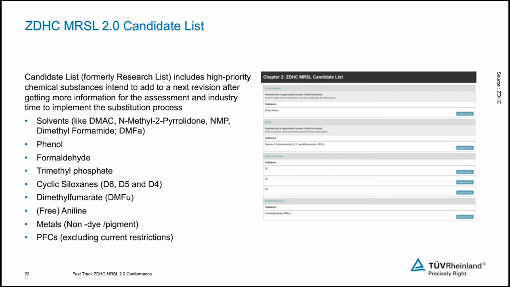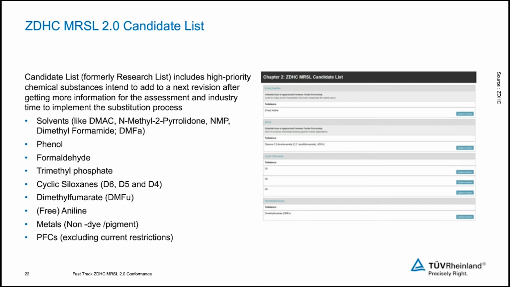This can have different reasons. Maybe there are no safer alternatives available yet, so there needs to be a specific time that the industry can adjust and develop the new chemicals. Looking at the chemical list, as said before, there are well-known chemicals like formaldehyde, PFCs, DMFA, DMFU. These are at the moment used in chemical production, textile production, and leather production. So by adding the chemicals to the MRSL list, there's a possible impact as well.